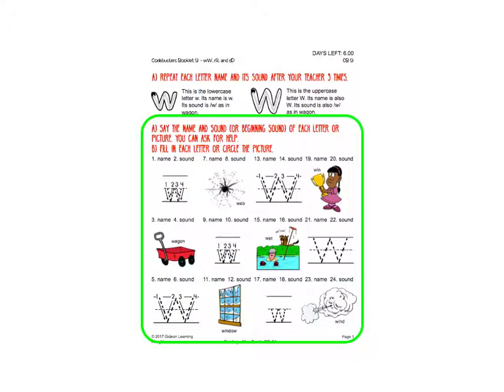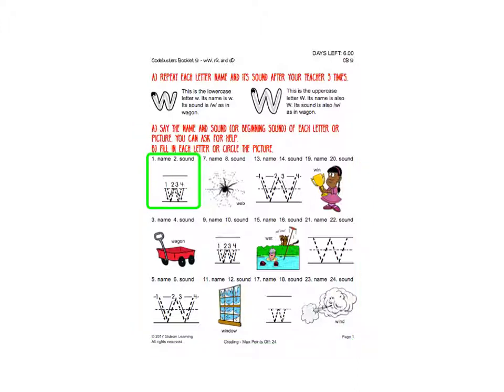Say the name and sound or beginning sound of each letter or picture. You can ask for help during class if you're not sure what these pictures are. Then fill in each letter or circle each picture. Let's start with this first one. This is the letter W. Its sound is W. And now we can write our W.